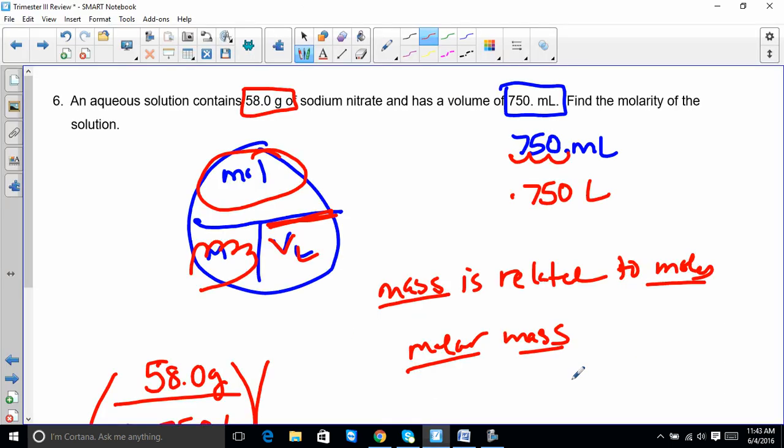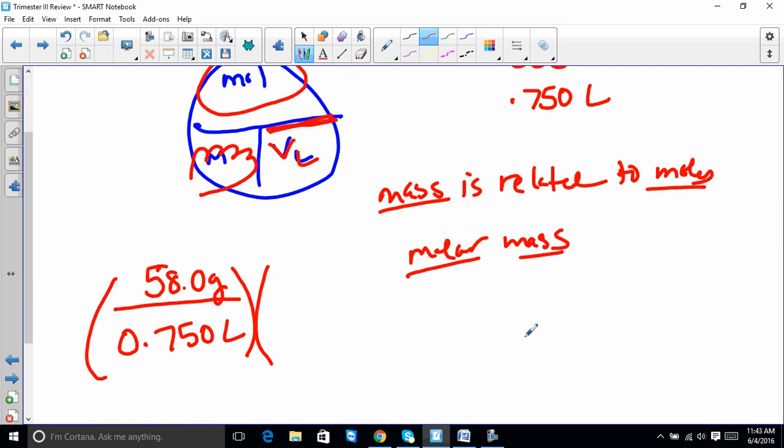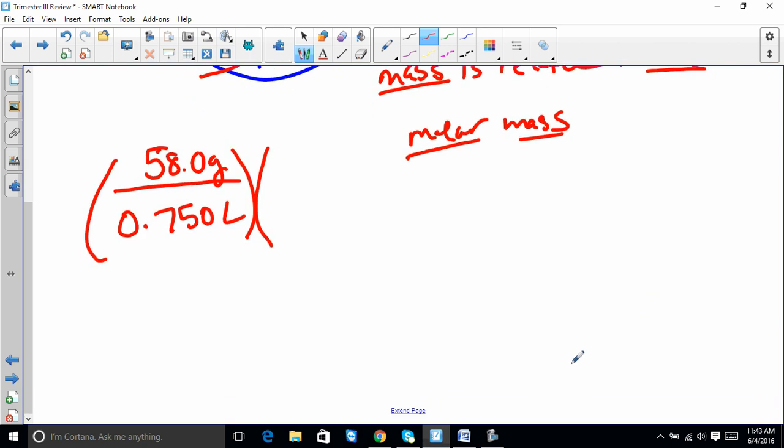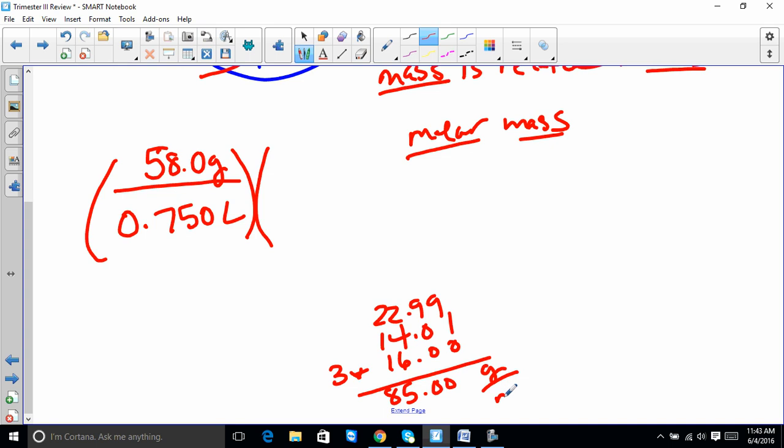And so then I have to say, okay, well, what is sodium nitrate? If sodium is +1 and nitrate is NO3 minus 1, sodium nitrate is NaNO3. And then if I haul out my periodic table, sodium is 22.99, nitrogen is 14.01, and oxygen is 3 times 16. If you do that, trust me on this, you will get 85.00 grams per mole.